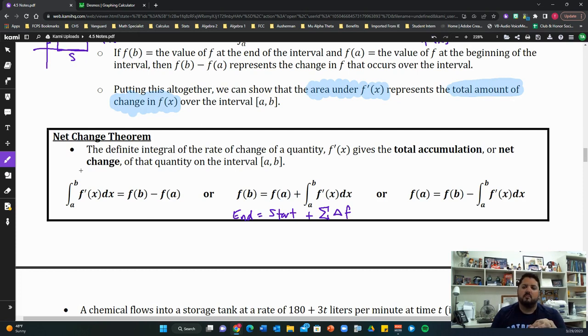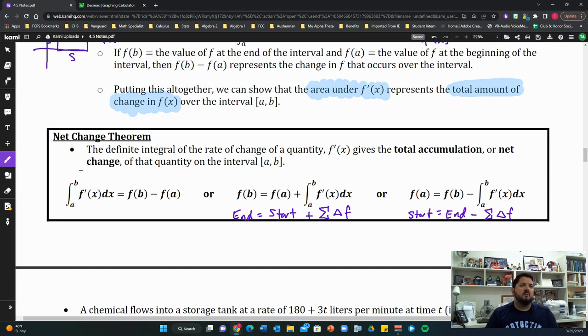Or another way of thinking about it is, if you want to figure out what you started with, then all I need to know is where you ended up, and instead of adding the amount of change, we would take it back. So we would subtract the total amount of change that we see occurring to f across that interval.